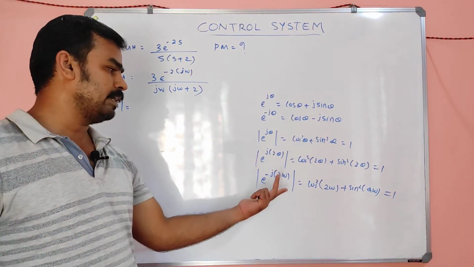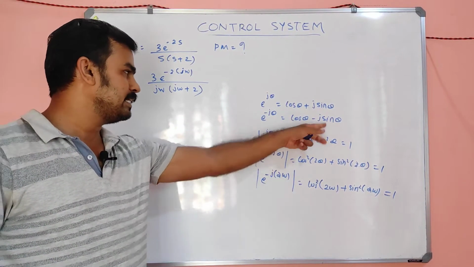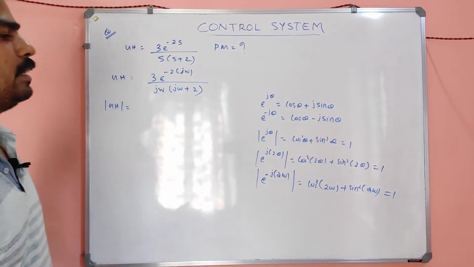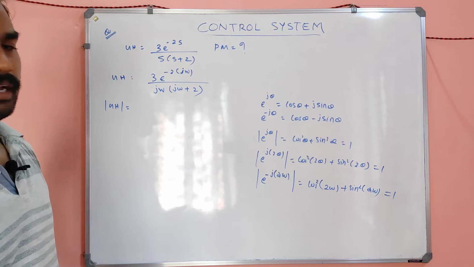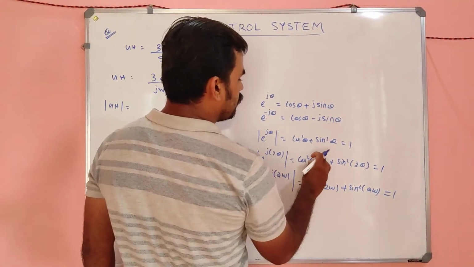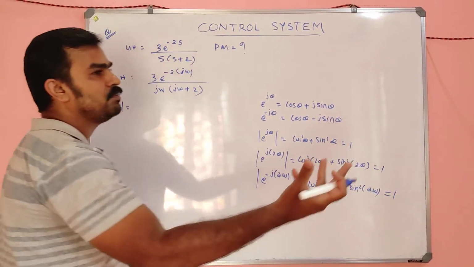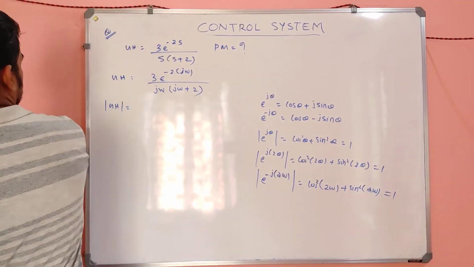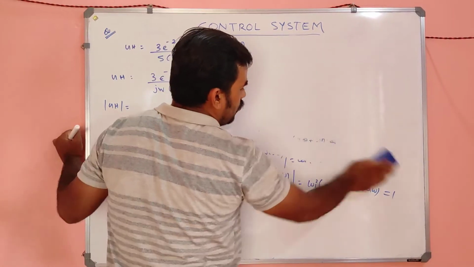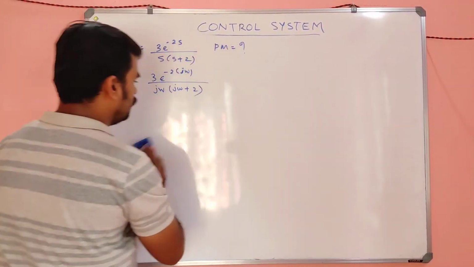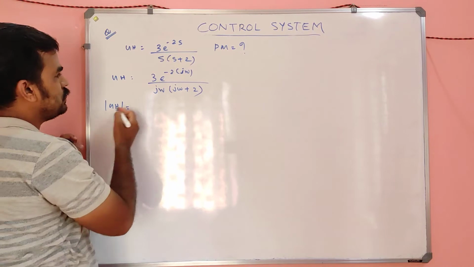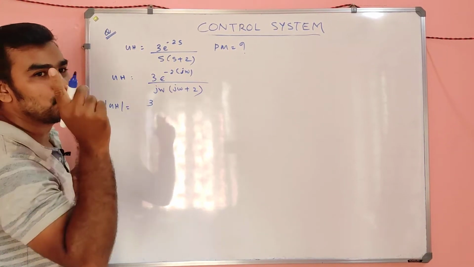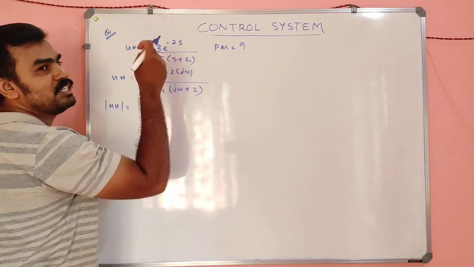e raised to minus j theta has modulus e raised to minus theta, cos theta minus j sin theta, minus 2 sin theta. Its magnitude will be what? Cos square 2 omega plus sin square 2 omega. Anyway, cos square something plus sin square something equals 1. We know that, so simply apply the rule. The magnitude of GH will be simply 3 only in the numerator. The magnitude of e raised to minus 2 j omega will be equal to 1.